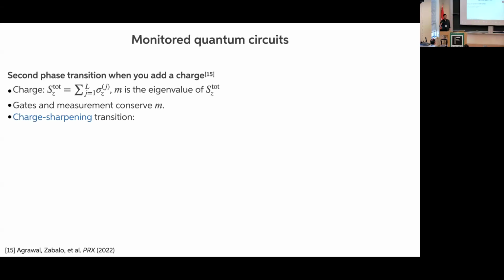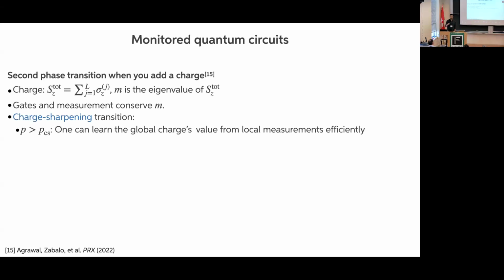What you find is a charge sharpening phase transition, where if you're measuring fast enough, essentially what you're doing is you have your circuit, you start with an initial number of ones, let's say, and you're doing local measurements asking how many ones are there. In one phase, you're measuring fast enough that you can determine the global charge from these local measurements. In the other phase, you're not measuring fast enough and the information gets scrambled before you can determine the global state.